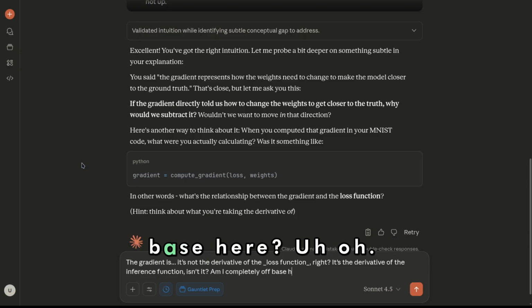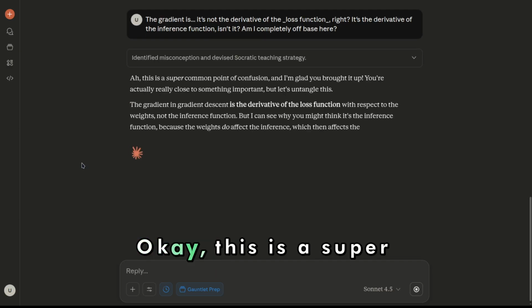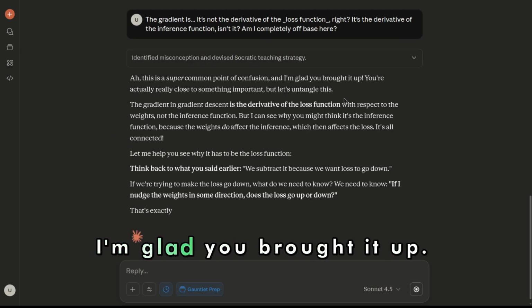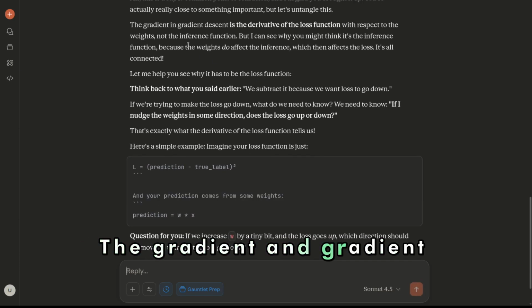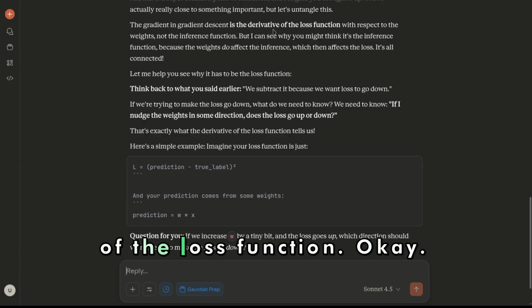completely off base here? Oh, okay, this is a super common point of confusion. I'm glad you brought it up. You're actually really close to something important. Let's untangle this. The gradient in gradient descent is the derivative of the loss function.